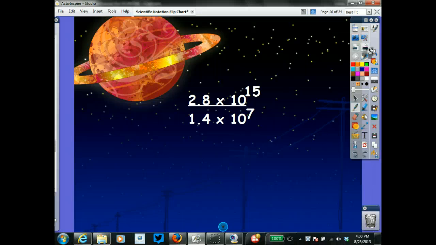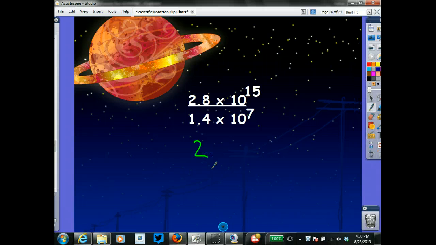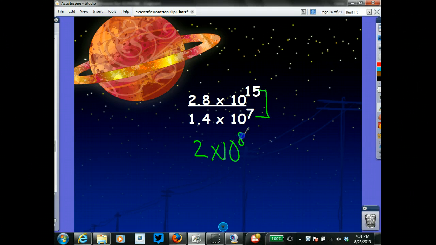Alright, in this case, you say 2.8 divided by 1.4, and I'm going to come up with 2 times 10, they're the same base, 15 minus 7, so I'm going to come up with 2 times 10 to the 8th power.